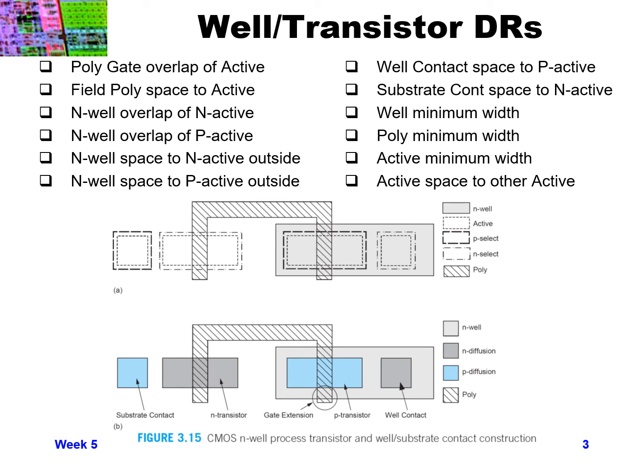Then of course your well itself has to have a certain minimum width. You can't have your well too narrow. Poly has a minimum width. Active has a minimum width, and your active has to be spaced from other active by a minimum amount. So those are just some of the design rules. They're the more basic design rules that you pretty much always have, but there are a lot of additional design rules on top of these. But be aware of at least these minimum design rules.